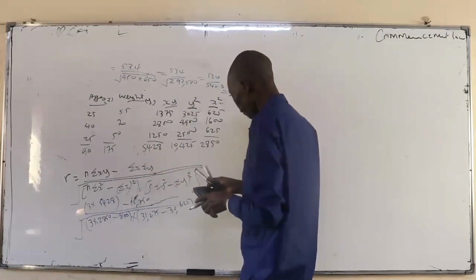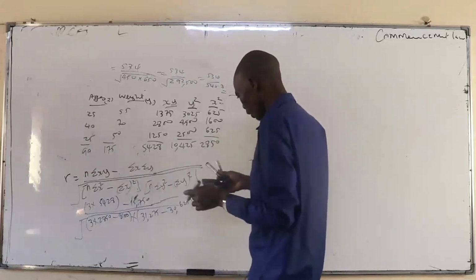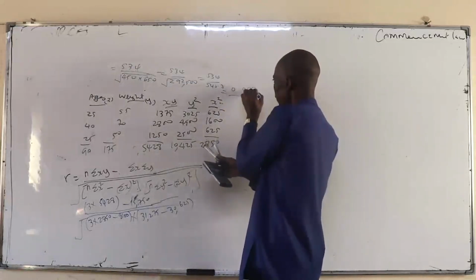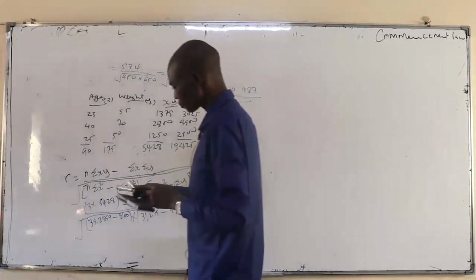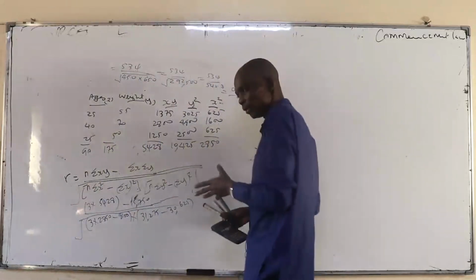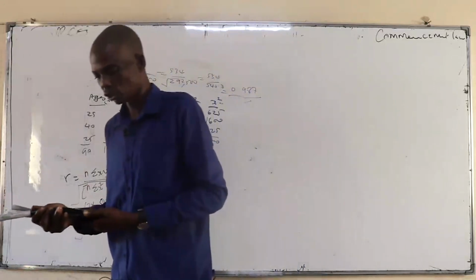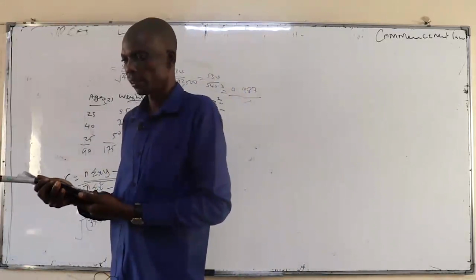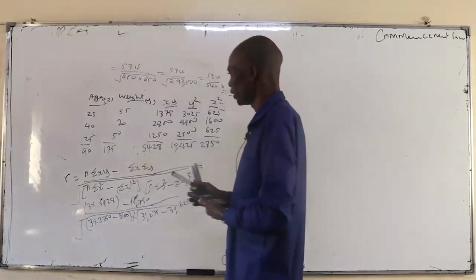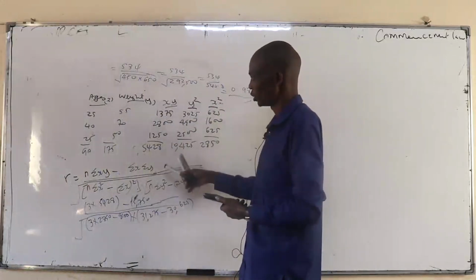534 divided by 540.8, you are able to get 0.987. So you can see 0.987 shows that there is a high degree of positive correlation between the two. That shows that when one variable increases, it will also lead to an increase in the other variable and vice versa. So that's how we get the correlation using Pearson.